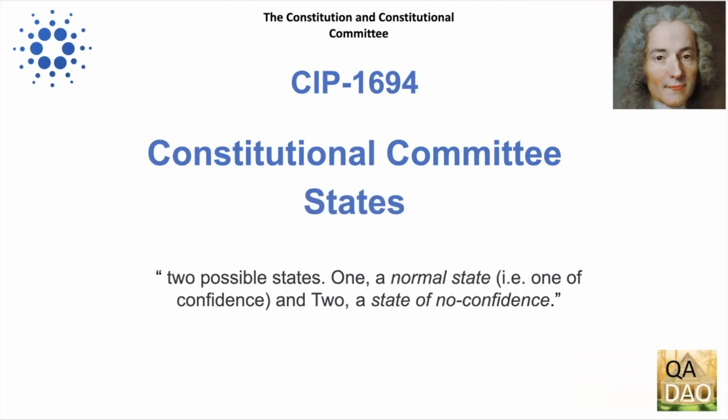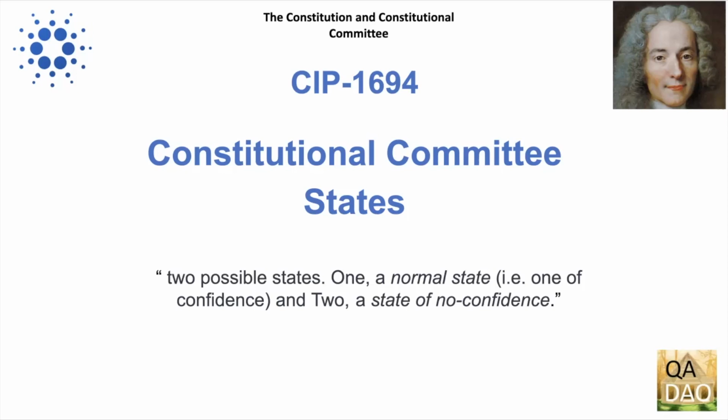Constitutional Committee states. The Constitutional Committee has two possible states: one, a normal state, i.e. a state of competence, and two, a state of no competence. The state of no competence is a kind of fail-safe that prevents the current committee from participating in any governance actions. This state voids any outstanding governance actions and requires a committee replacement to continue the work of governance.